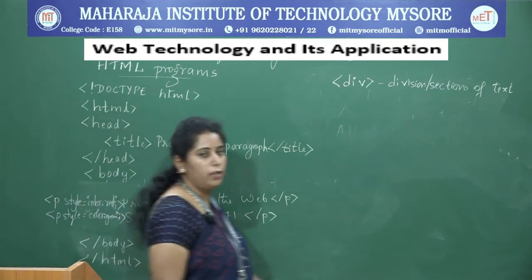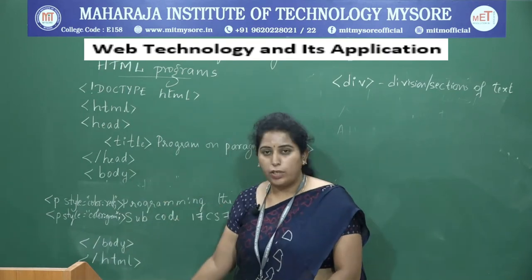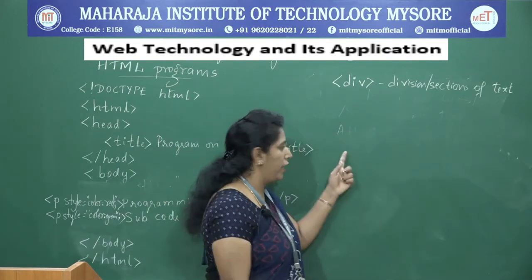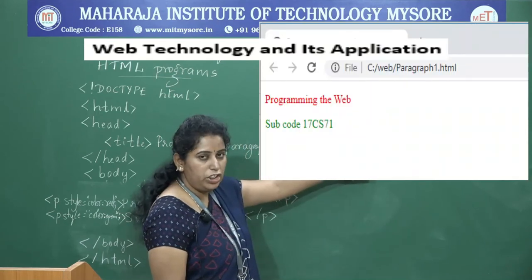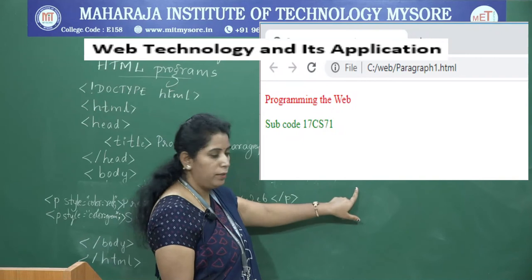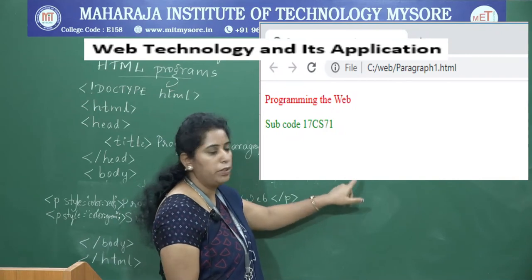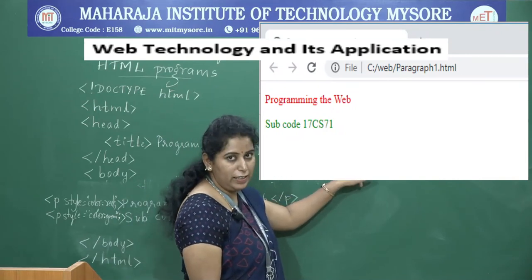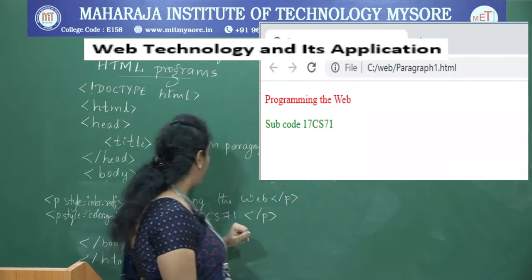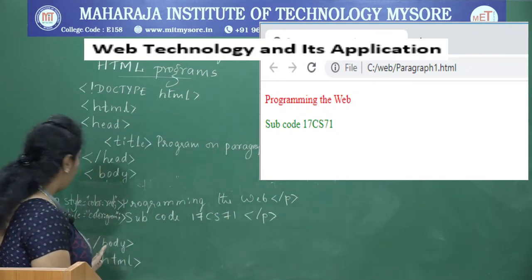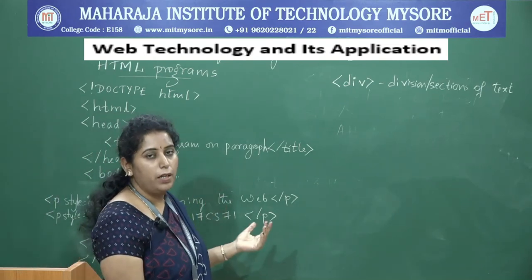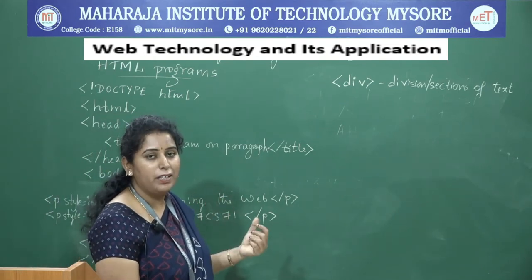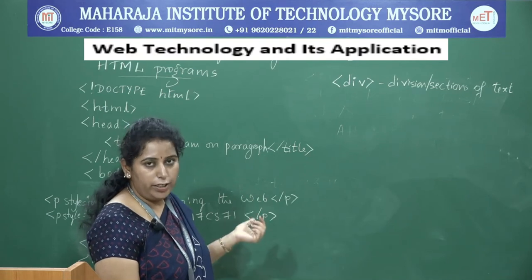Now you run the program. So you can look into the output. The programming the web message is printed in red color, and subject code 17CS71 is printed in green color. Okay, so this is how different attributes will be beneficial for developing web pages decoratively.